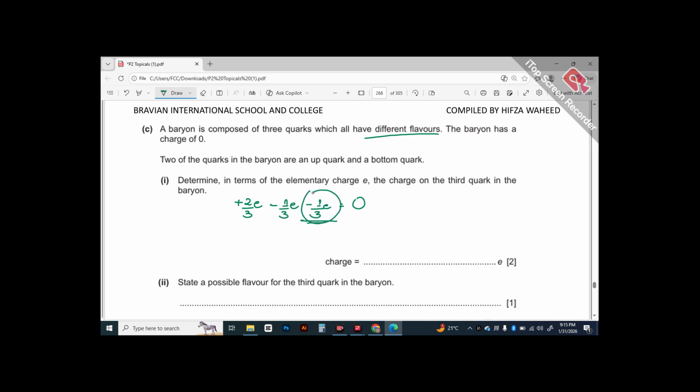So minus 1 by 3e, what did we agree? Which quarks does it belong to? It belongs to down, then strange, and then bottom. And now that they've already mentioned that bottom is already in there, and above they've told us that they have different flavors, this makes us conclude that bottom cannot be our option, right? We have to go with down or strange. That is what we are going to write here. It is either down or strange, and the charge we have agreed has to be minus 1 by 3.